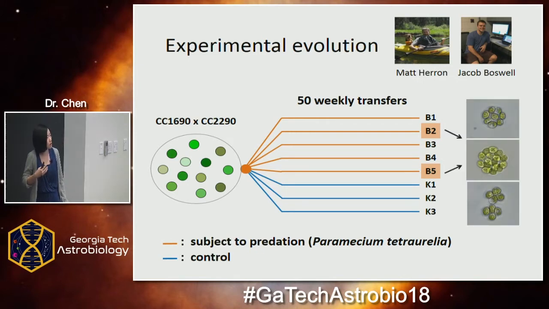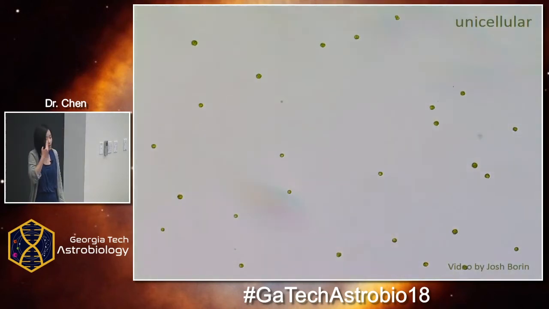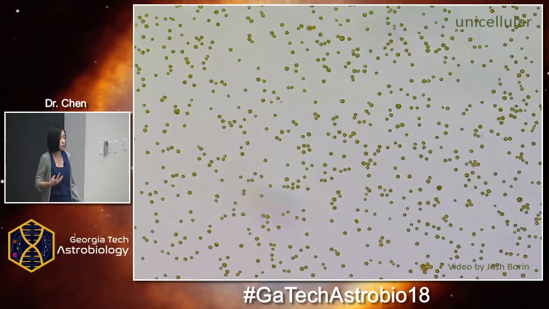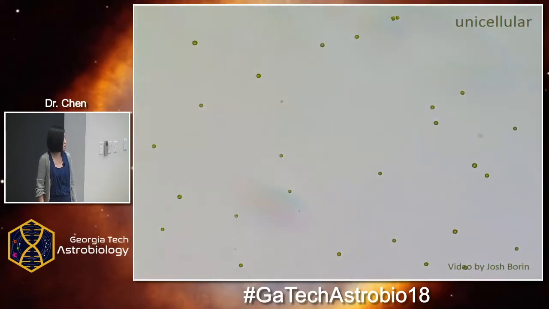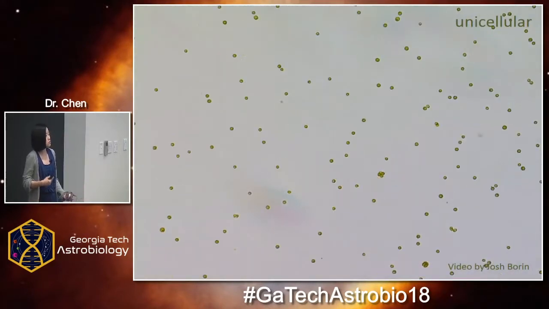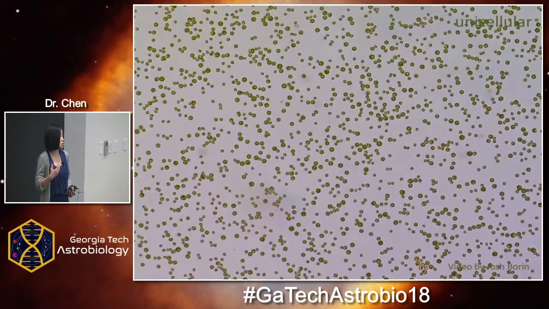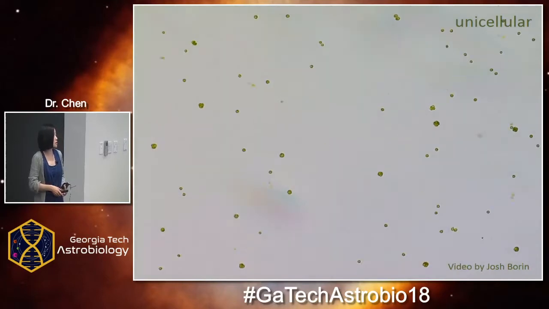By the end of the experiment, 2 of the experimental populations, B2 and B5, evolved multicellular structures not observed in any of the control populations. So here's a time-lapse video over 72 hours of a unicellular algae strain. You can see that when cells go through cell division, there are some little clumps there, but soon after that, the daughter cells will separate upon cell division.